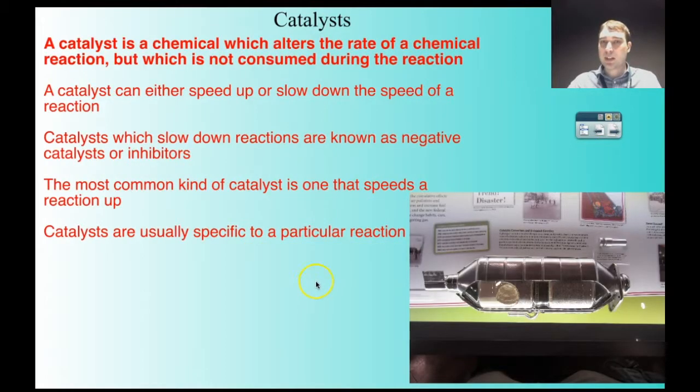The last bit we're going to talk about is catalysts. So a catalyst is a chemical that alters the rate of a chemical reaction but is not consumed in the reaction itself. Catalysts can either speed up or slow down a reaction. We're going to just focus on catalysts that speed up reactions.